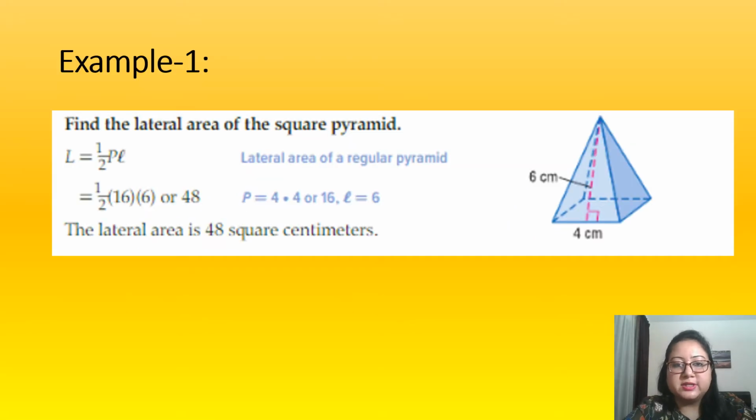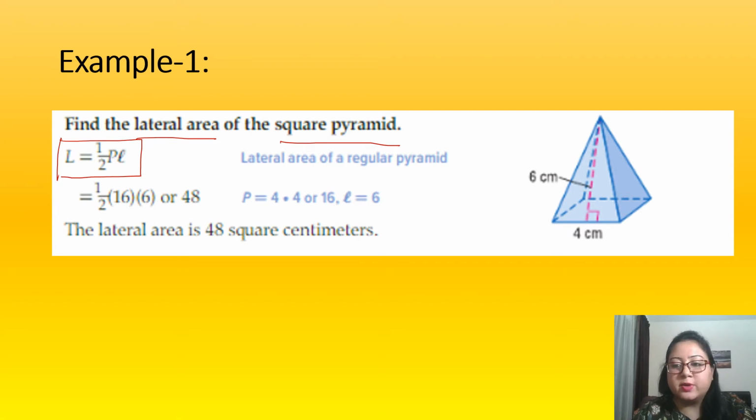So this is the first example that we are going to be considering in the session today. Let me read it out for you. Find the lateral area of the square pyramid. So this pyramid, as you all can see, the image I have provided here for you, has a base which is a square, and that's why the name of the pyramid is square pyramid. You need to compute the lateral surface area, so you are going to be using the formula that was just shown to you in the last slide.